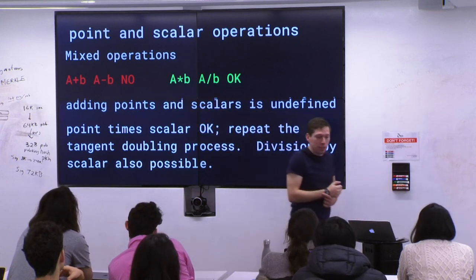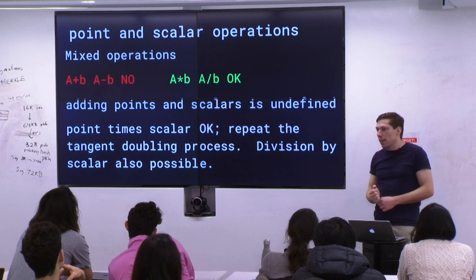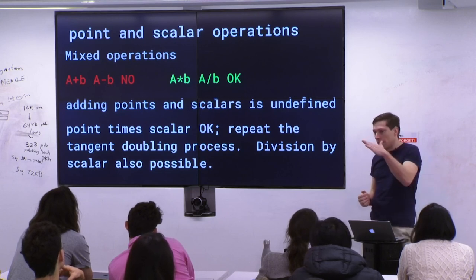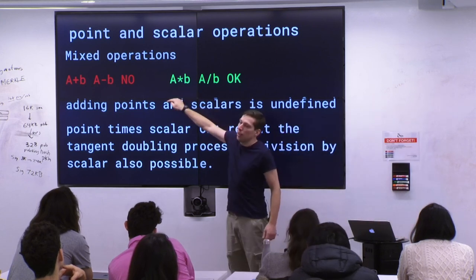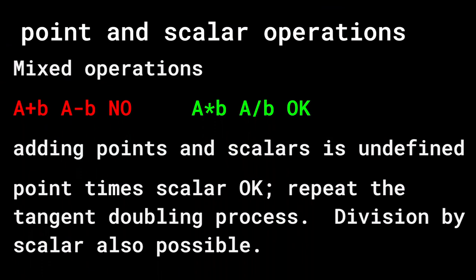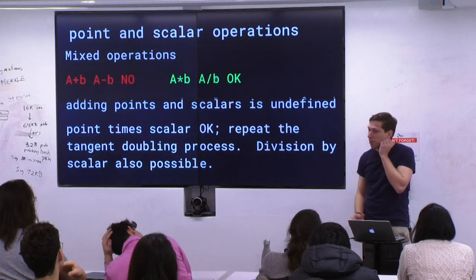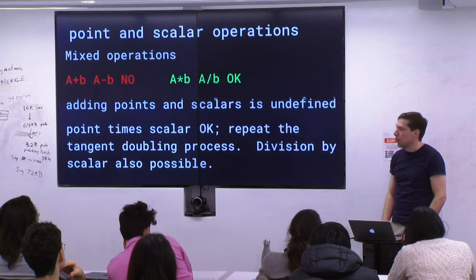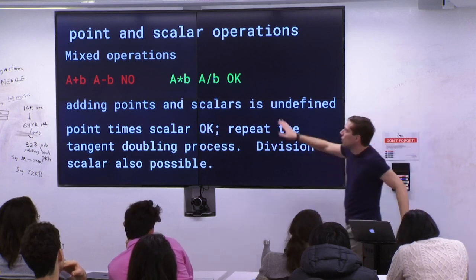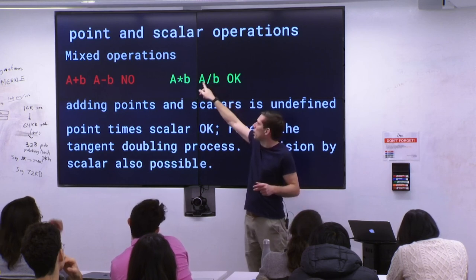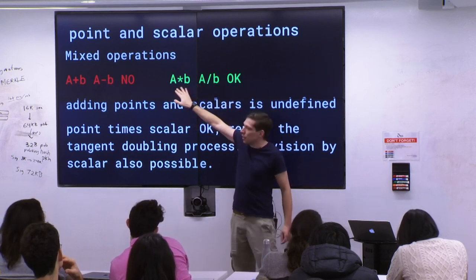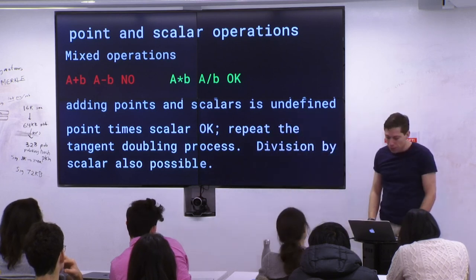However, you can multiply and divide. So you can say, well, A times 2, you take the tangent, right? It's just A plus A. Or A times 7, we just break it down as A plus A plus A, 7 times. We can also divide, which is a little weird because we have to find the inverse of B and then multiply by that, like the multiplicative inverse of B modulo the order of the group. This is a little trickier because you have to compute B to the negative 1 and multiply by that. You can do it. So you can do these things where you have points times scalars, but you cannot add.